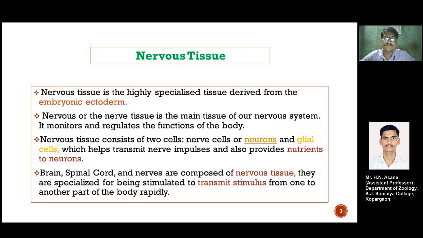For today, we will discuss the glial cells, what the glial cells are, and how they support and nourish the neurons, so that neurons plus glial cells make up the nervous tissue.